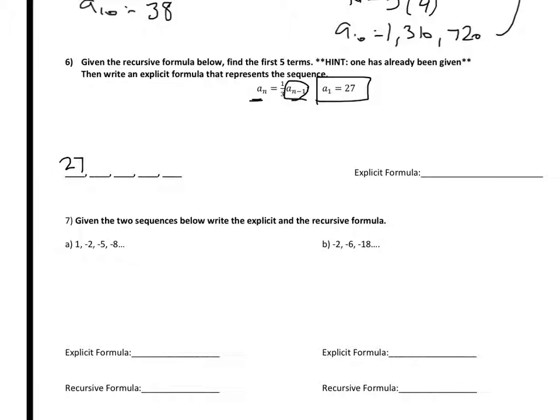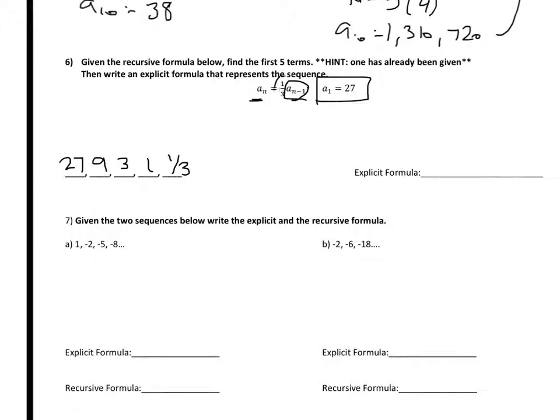So take 1/3 of 27, which is 9. Take 1/3 of 9, which is 3. Take 1/3 of 3, which is 1. You can just be multiplying by 1/3 on your calculator, and multiply by 1/3 one more time, and you get 1/3. But now it says write the explicit.